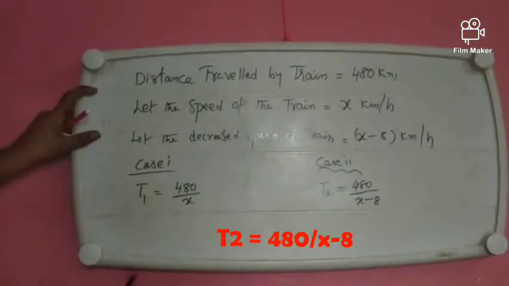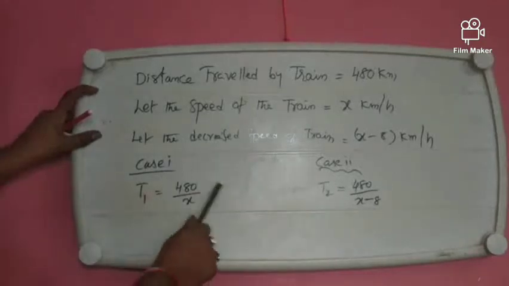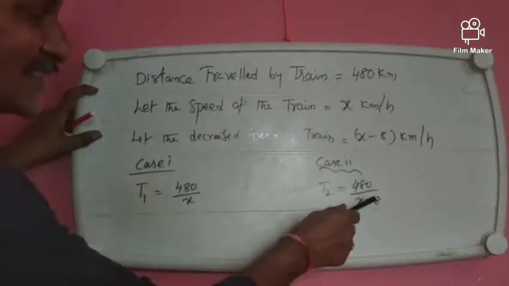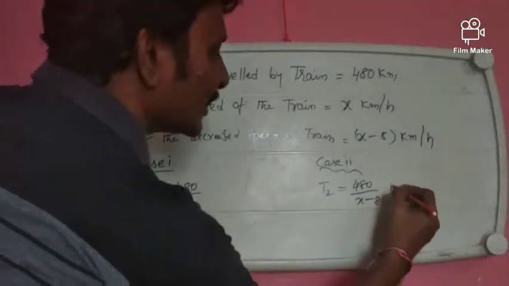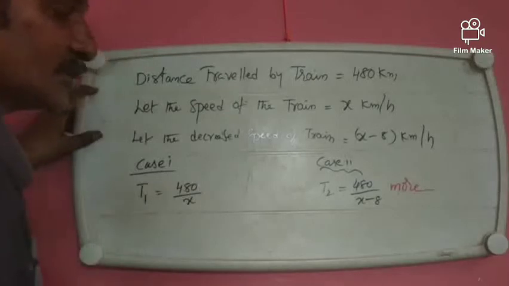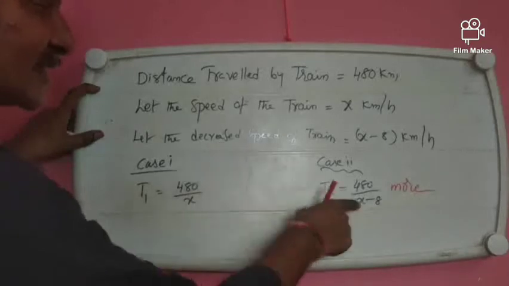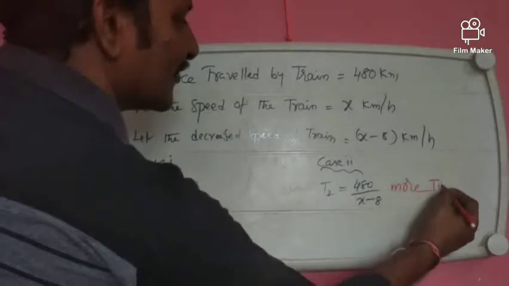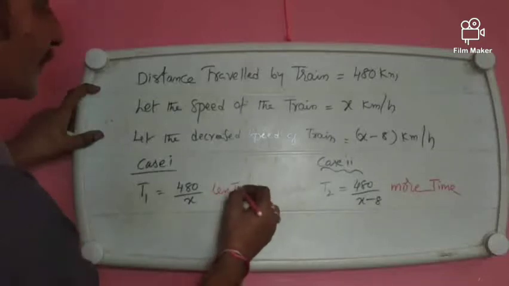Now, the important point: in these two times, in which case will the train take more time? Case 1 or case 2? The most important point here is that the speed of the train decreased, and that gives the information that it will take more time. Do you understand or not? In case 2, the speed of the train is decreased. Speed decreased means journey time will be increased. It means more time. It will take more time in this case. So automatically here it is less time.